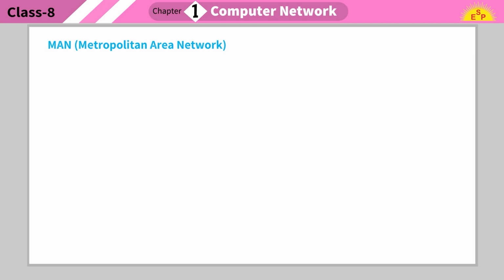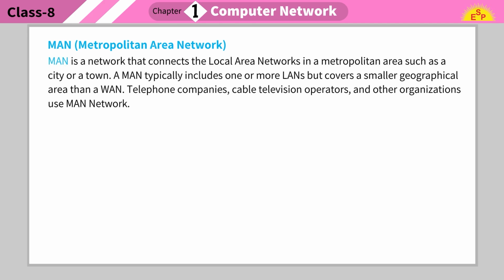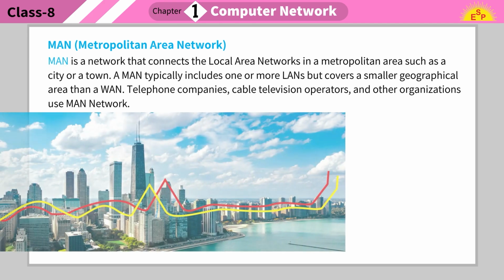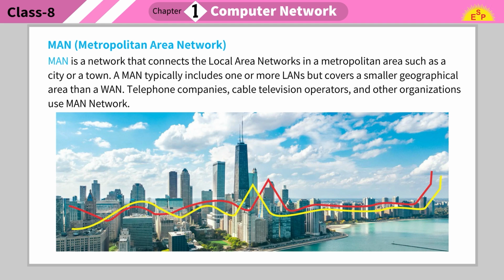MAN, Metropolitan Area Network. MAN is a network that connects the local area networks in a metropolitan area such as a city or a town. A MAN typically includes one or more LANs but covers a smaller geographical area than a WAN. Telephone companies, cable television operators, and other organizations use MAN network.